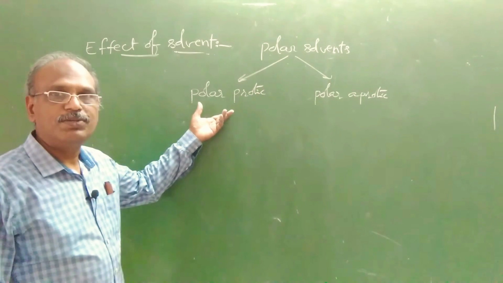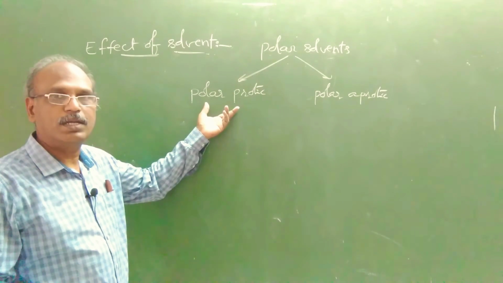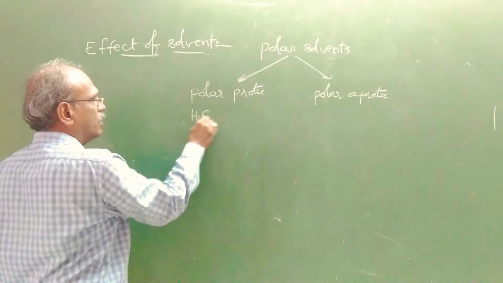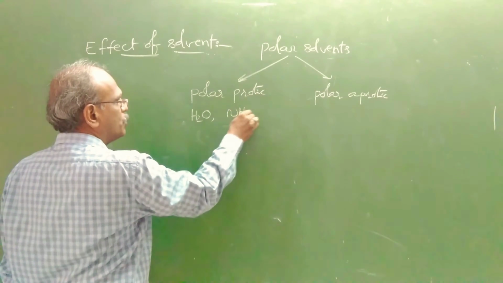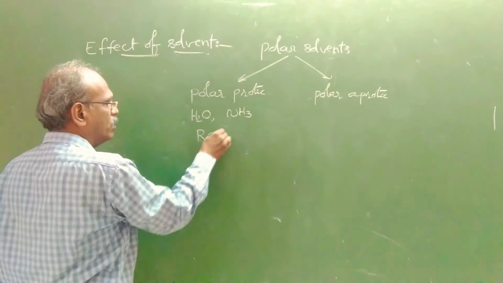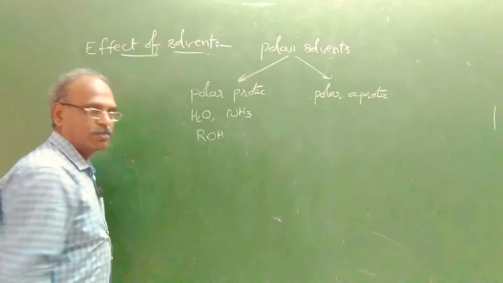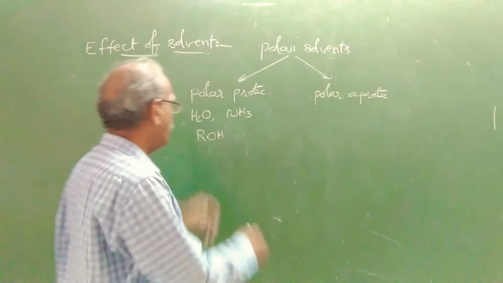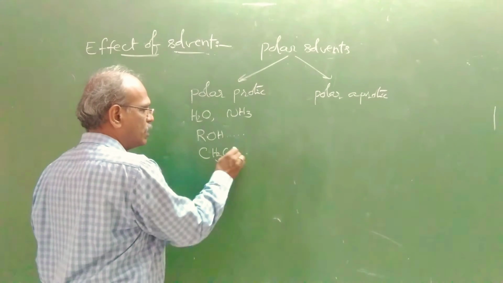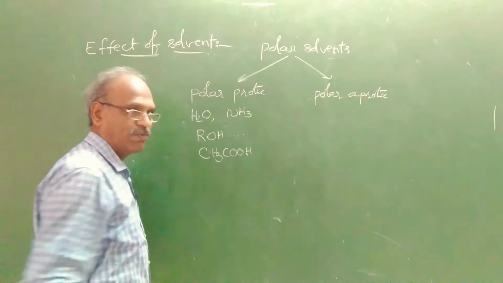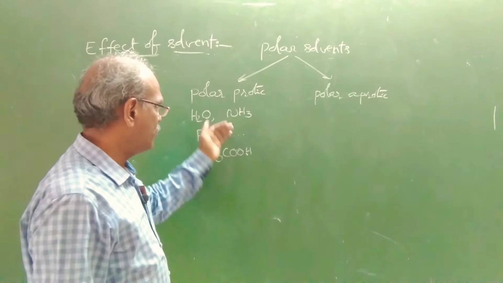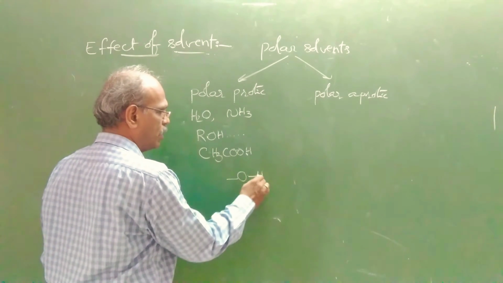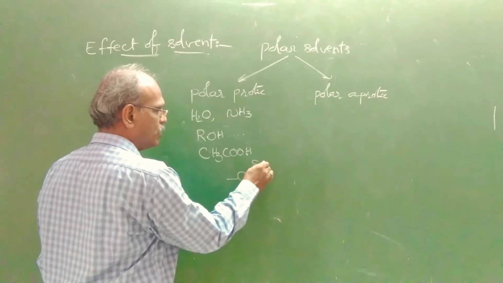Polar protic means they consist of proton. They are able to give up H plus. So for example, H2O, NH3, alcohol, amines, etc. Here you can also include acetic acid. This is also used as a solvent. All these can give up H plus. They have polar hydrogen on which delta plus is present.